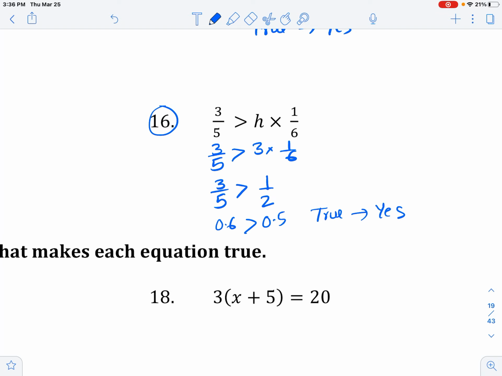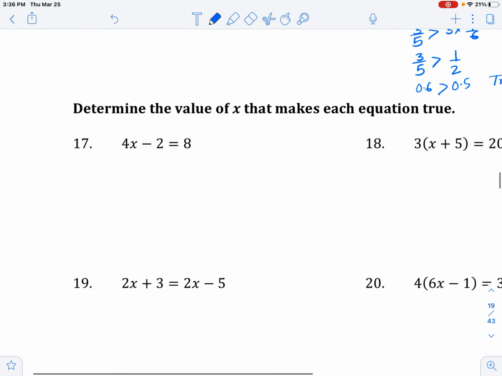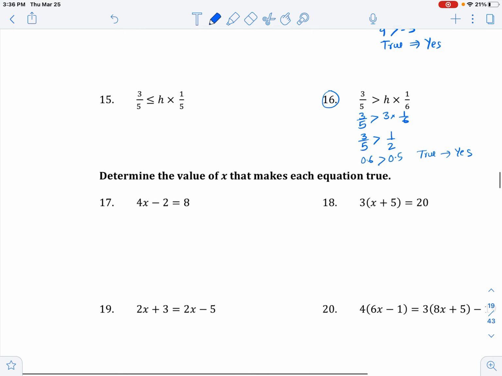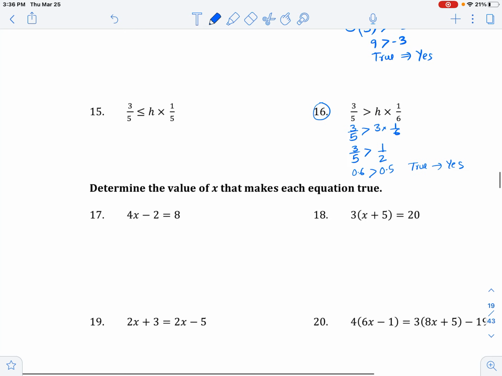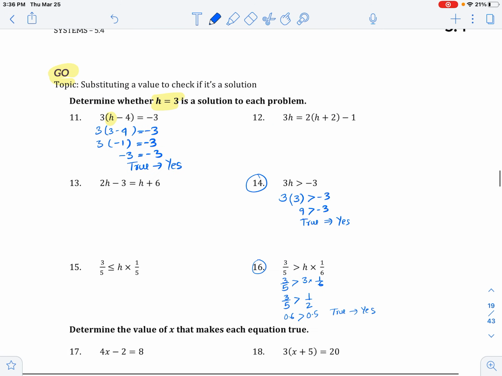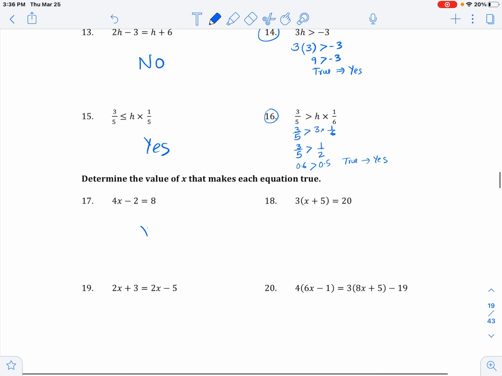If I go to the next part, determine the value of x that makes each equation true. Here I feel like I just give you a hint. These are going to be just simplify it, solve it, and for 12 I give you the answer, that is yes. Here it is no. Here it is yes. Here x is 5 over 2 to check your answer, and here x is 5 over 3, and that's it.